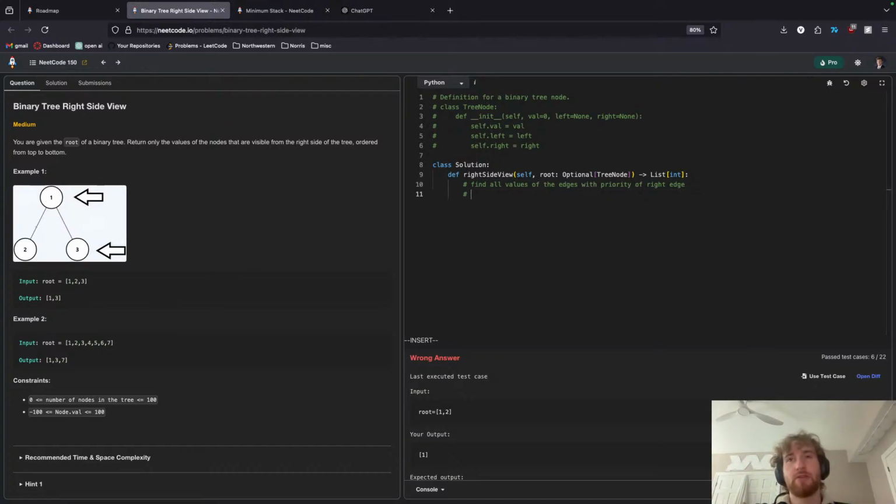So let's write it down. In the level order traversal, I know you append, do you append the rightmost value last? Because if that's true, then that would help us a lot. This is also good because I completely forget how to do a level order traversal.